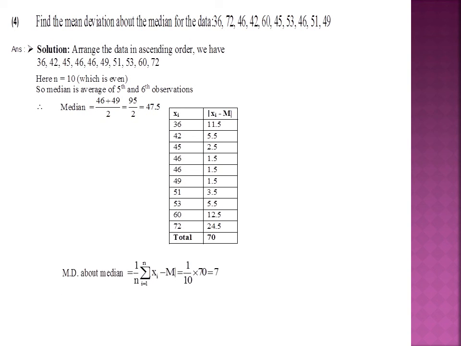Now the mean deviation about the median equals sigma i running from 1 to n, modulus of xi minus M, divided by n, equals the sum of modulus of xi minus M, which is 70, times 1 upon n, the number of observations, which is 10. 70 by 10 equals 7. So that is the mean deviation about the median. Make a note.